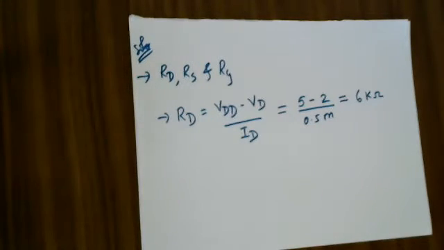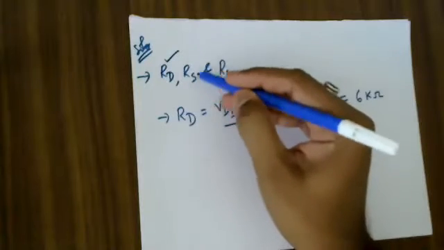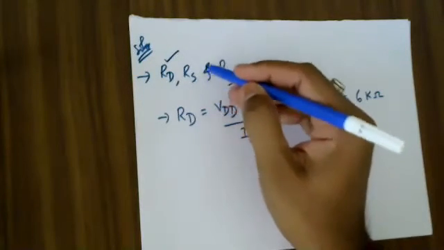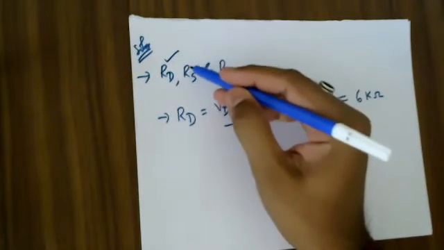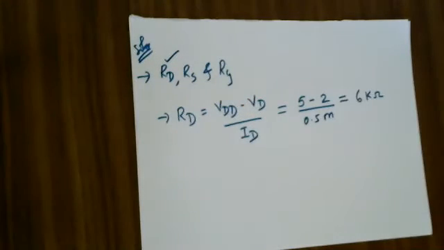Because unless and until you know VGS, you cannot compute the value of RS. Right? So the first step was to compute RD. I've computed RD. Second is to compute RS, no? To compute this RS, I should know the value of VGS. VGS is equal to VT plus VOV.